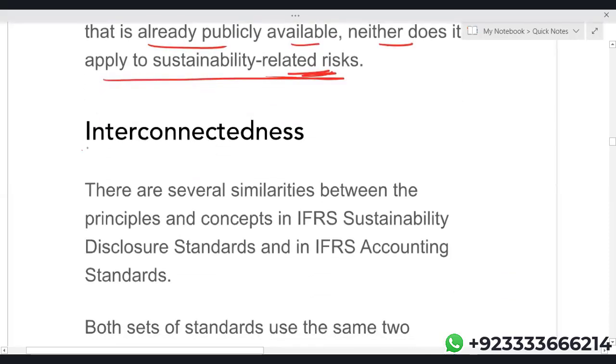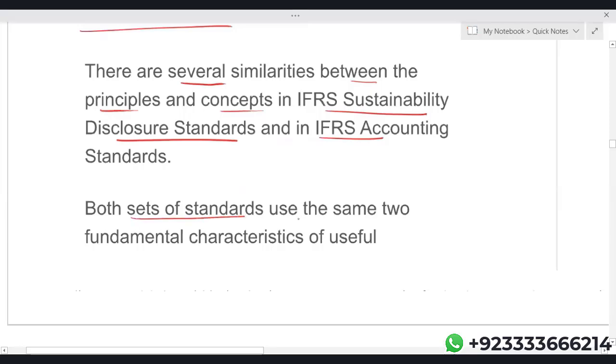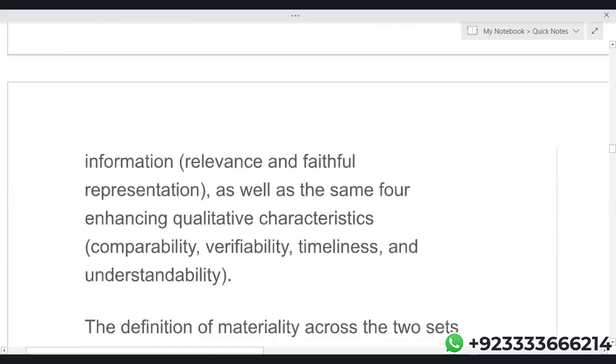Now, what is the interconnectedness? There are several similarities between the principles and concepts of IFRS sustainability disclosure standards and IFRS accounting standards. Both sets of standards use the same two fundamental characteristics of useful information. Obviously, information has to be useful when it is relevant and a faithful representation, as well as the same four enhancing qualitative characteristics: comparability, verifiability, timeliness, and understandability.